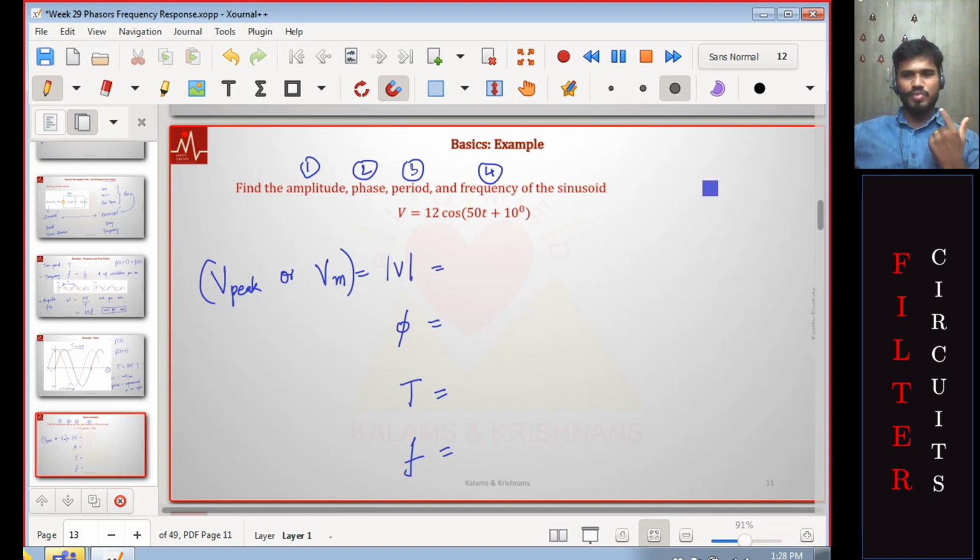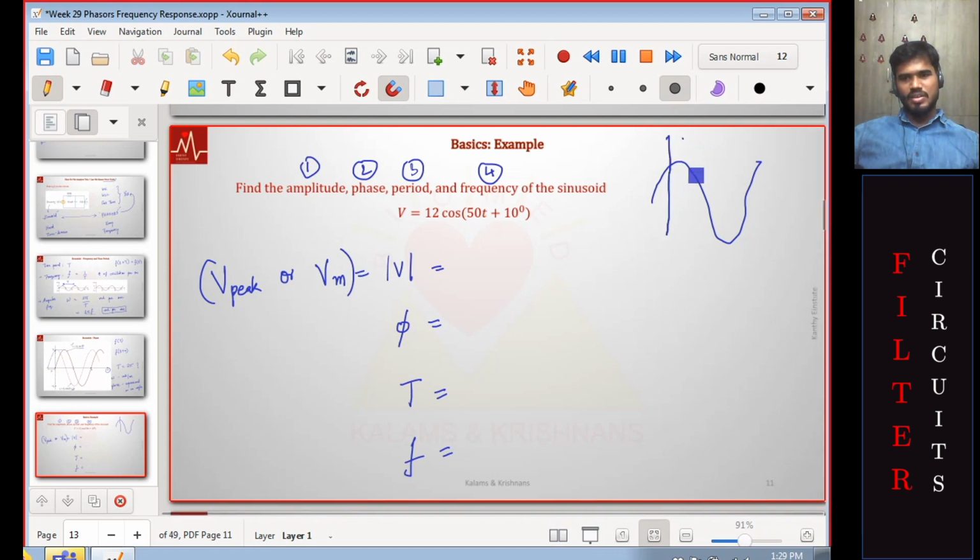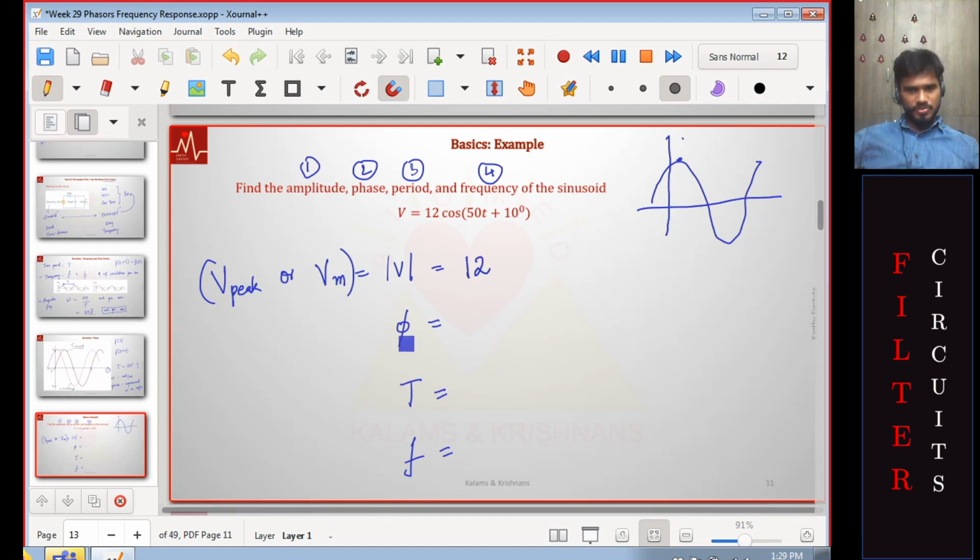So, if you draw the function corresponding to this, slightly shifted this way, its maximum is 12, right? So this is going to be 12. What is phi? Now this actually, phi is not that straightforward.